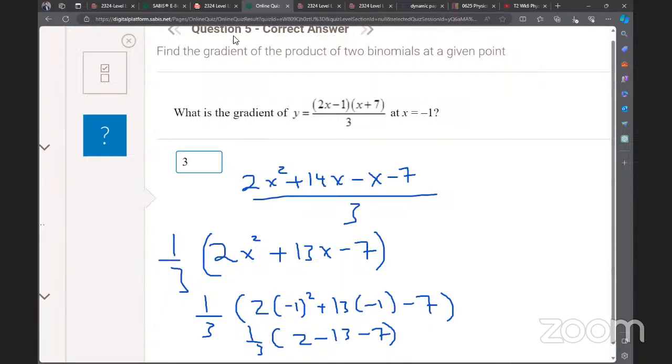Something is very strange. 2 minus 13 is negative 11. Negative 11 minus 7 will be negative 18. So negative 18 divided by 3 will be negative 6. So what is the mistake that I am making? I don't understand.